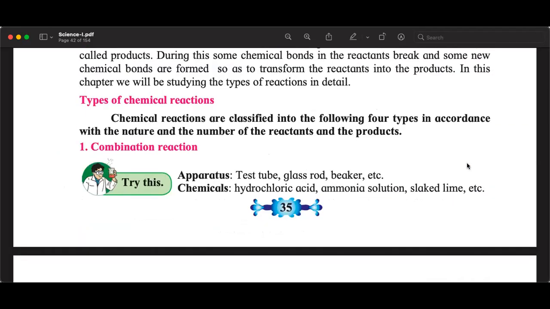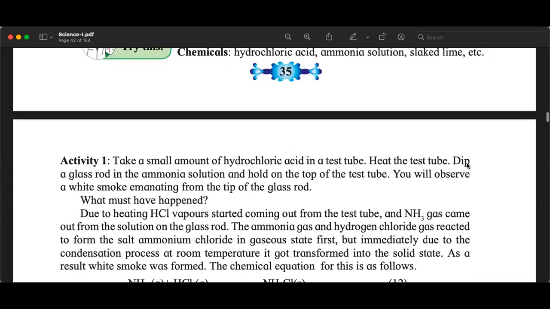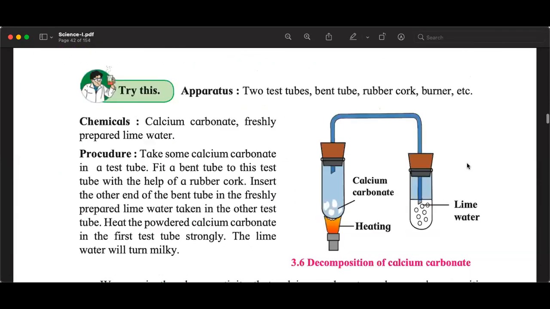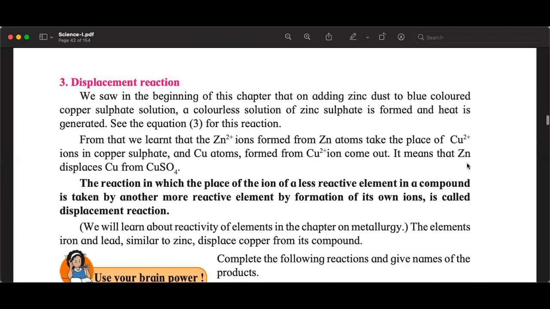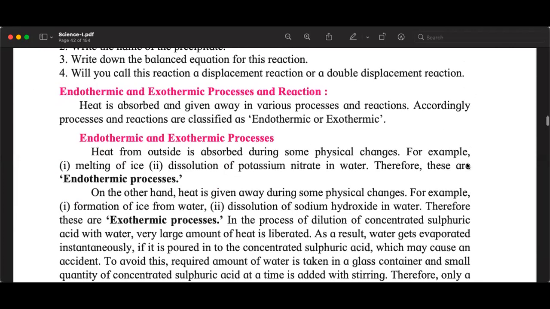And on page number 35, this is where the information heavy part of the chapter starts. The logic heavy part is page number 30 to 35. The information heavy part starts from page number 35. So we will look at these types of reaction in particular: combination reaction, decomposition reaction, displacement reaction, endothermic and exothermic reactions.